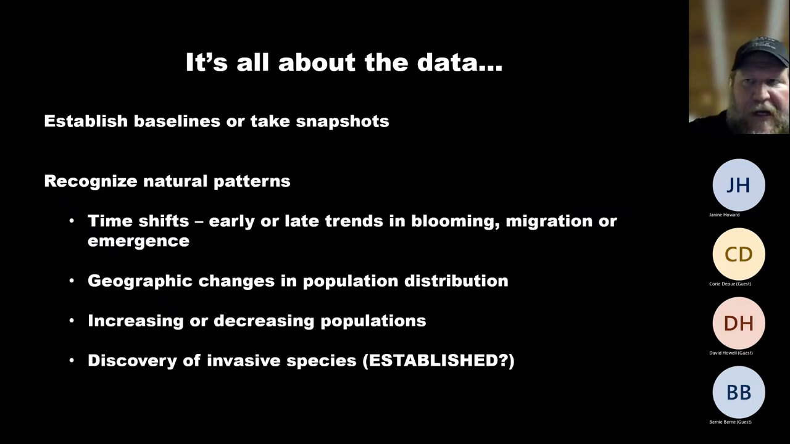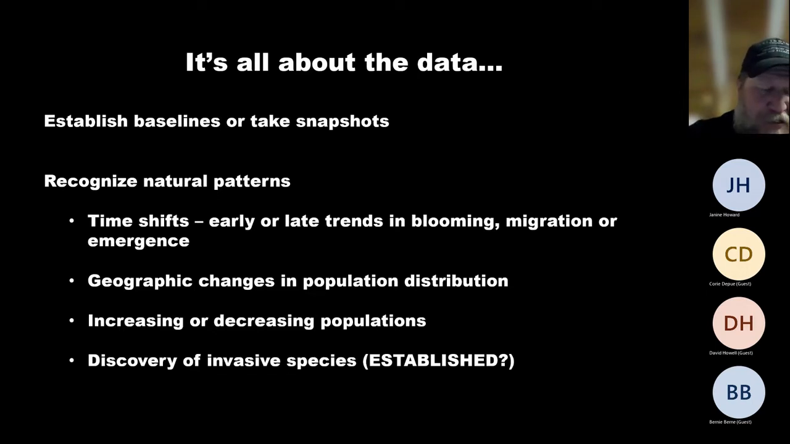I think you can also see that, sometimes, if you're looking especially at those first three under recognized natural patterns, these are pieces that we're looking at that can be affected by something big like climate change. So time shifts and geographic changes, increasing, decreasing populations, you can also see this.